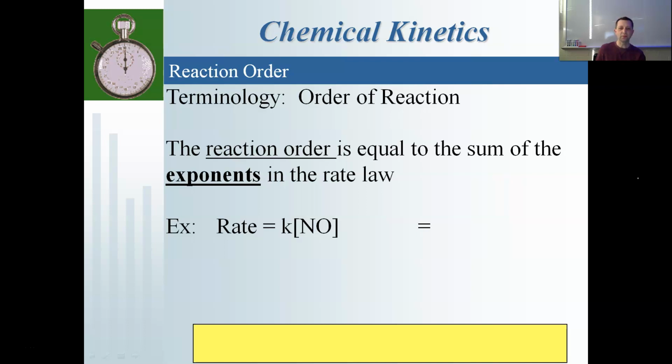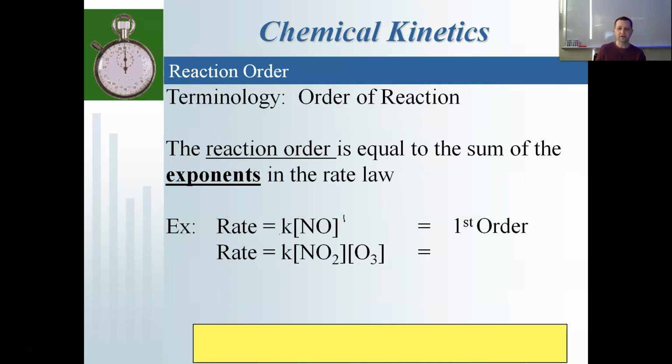If I have a rate law that says rate equals K times the concentration of NO, that is going to be simply a first order chemical reaction. My exponent here is clearly a 1. We don't worry about the rate constant K because we're just focusing on the items in our chemical reaction that are in our rate law and what the exponents are on those.